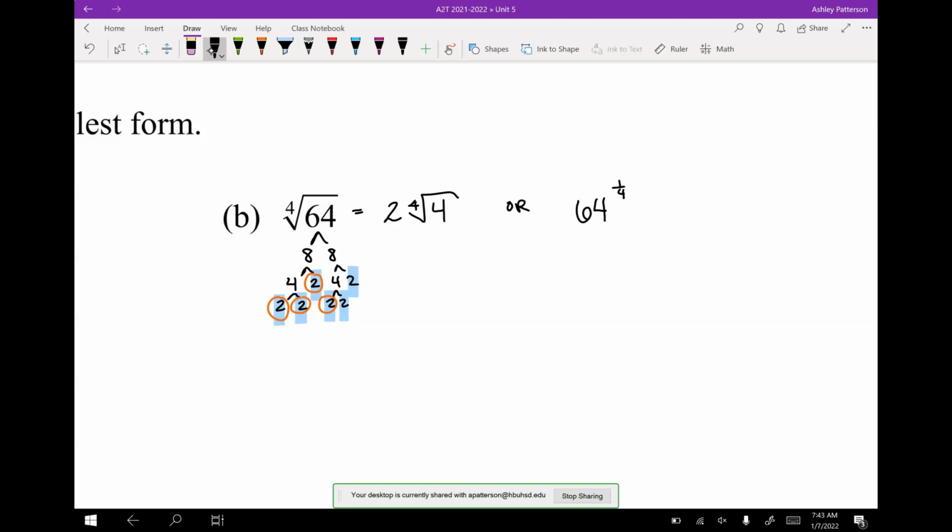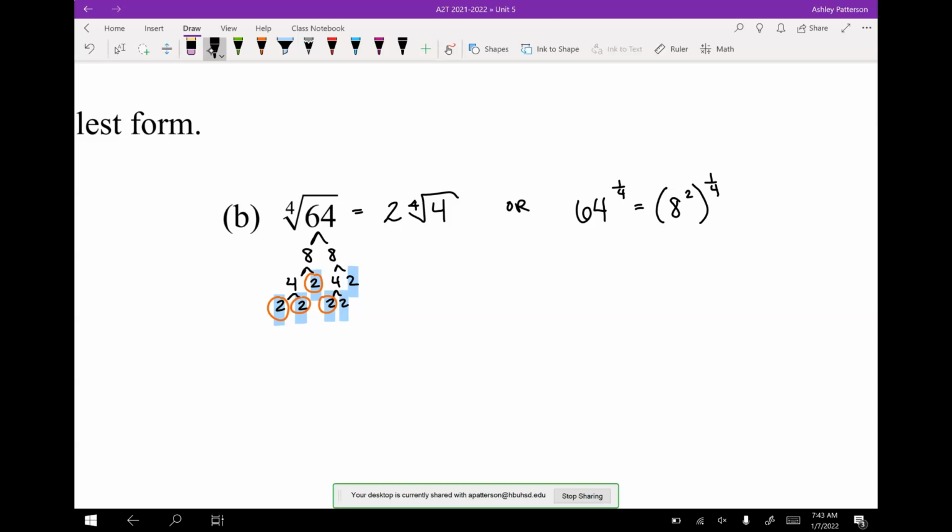Can we rewrite 64 as a base to some exponent? 8 squared. Okay, let's do that. So 64 can be rewritten as 8 squared to the 1/4 power.